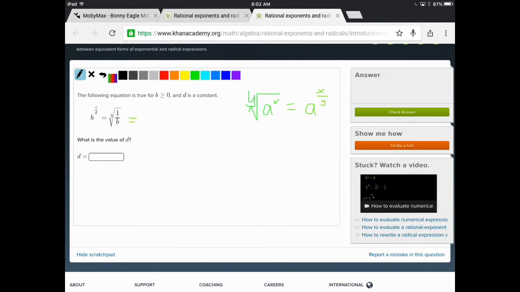So looking at that radical that we have, the inside 1 over b is of course raised to the power of 1/3 because our root is the third root, the cube root.